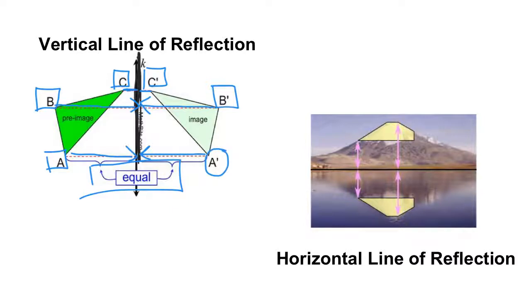If we look at our next example, in this case we have a horizontal line of reflection. But we have the same thing happening in our purple arrows. Each point of the pre-image is exactly the same distance to our line of reflection as every corresponding point on our image.